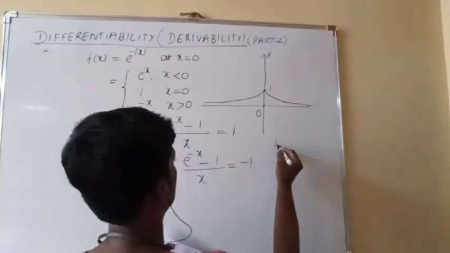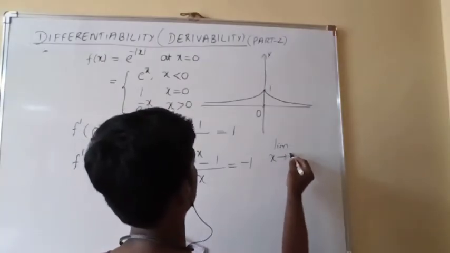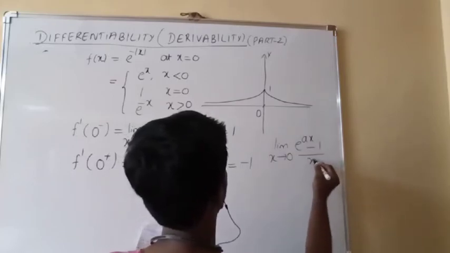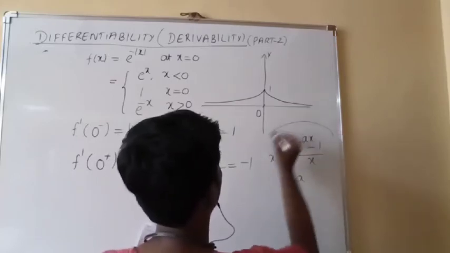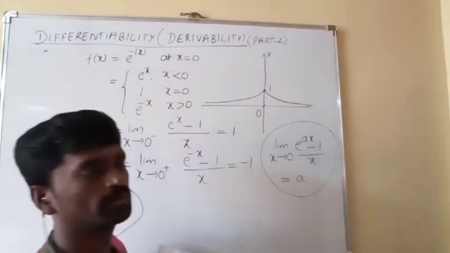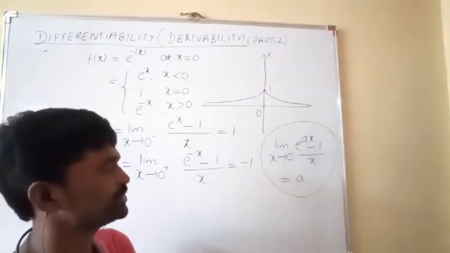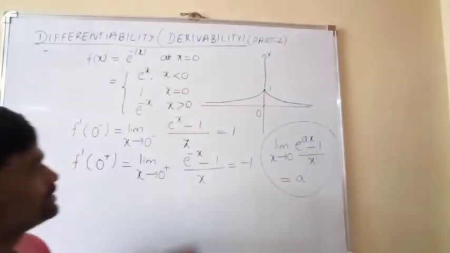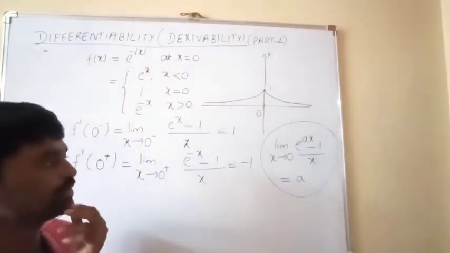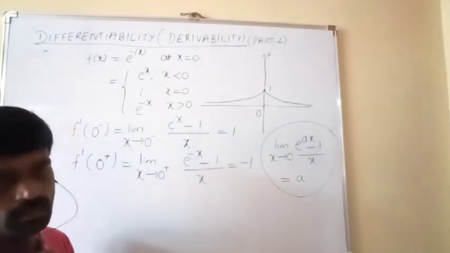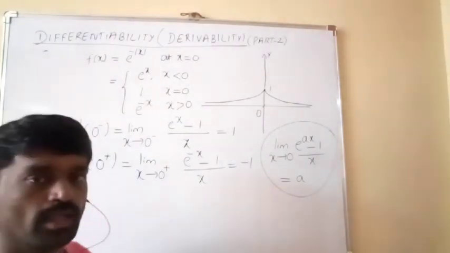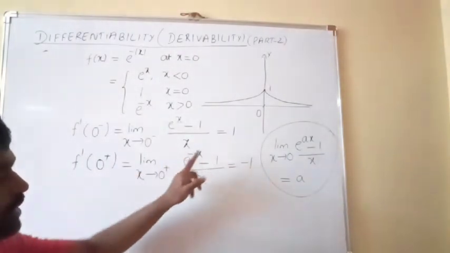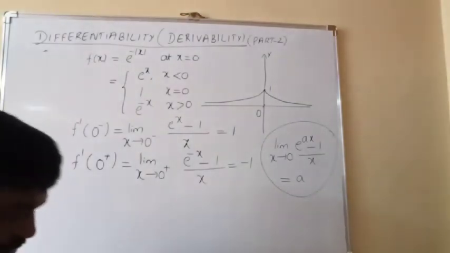Because we have this formula, limit x tends to 0, e power ax minus 1 by x is a. Means the limit of the function e power ax minus 1 by x as x tends to 0 is a. That means both the left hand limit and right hand limit at 0 are a only. So limit x tends to 0 minus e power ax minus 1 by x is also a, and limit x tends to 0 plus e power ax minus 1 by x is also a. So here a value is 1. Here a value is minus 1.